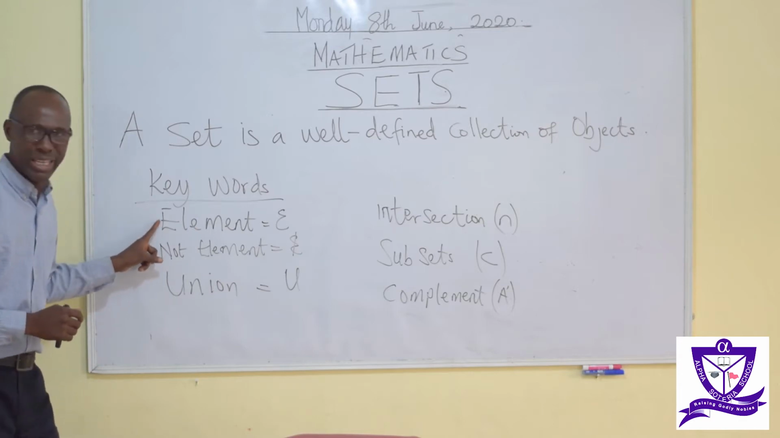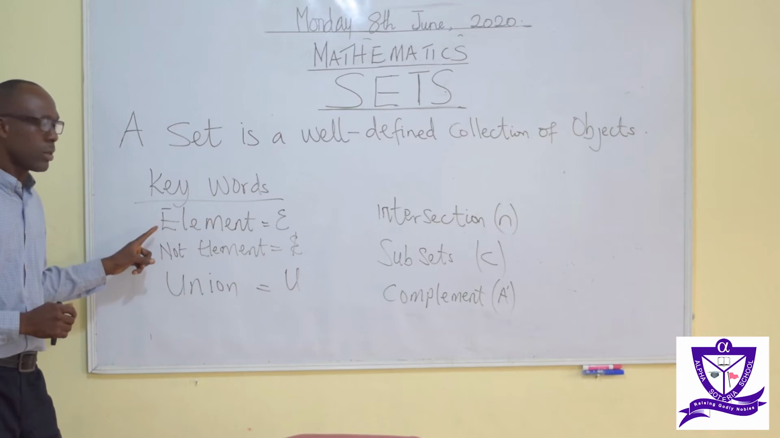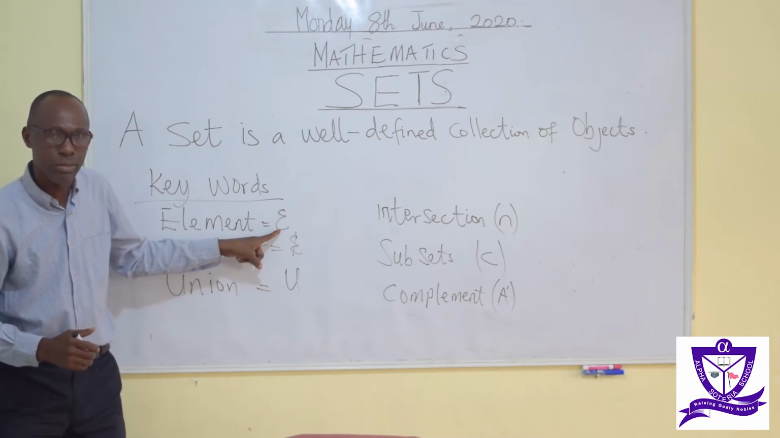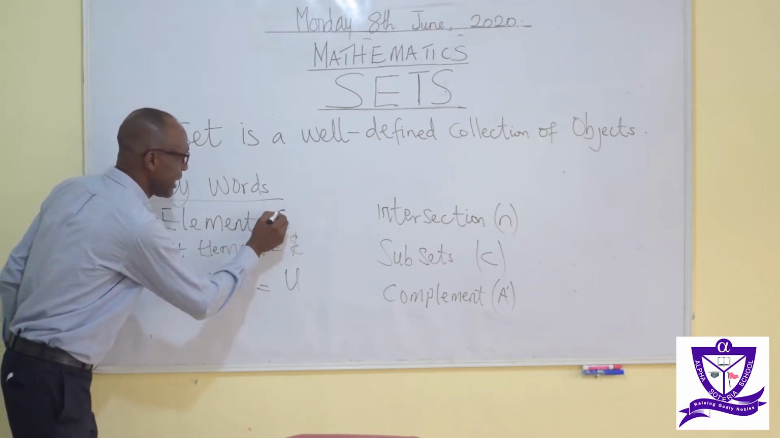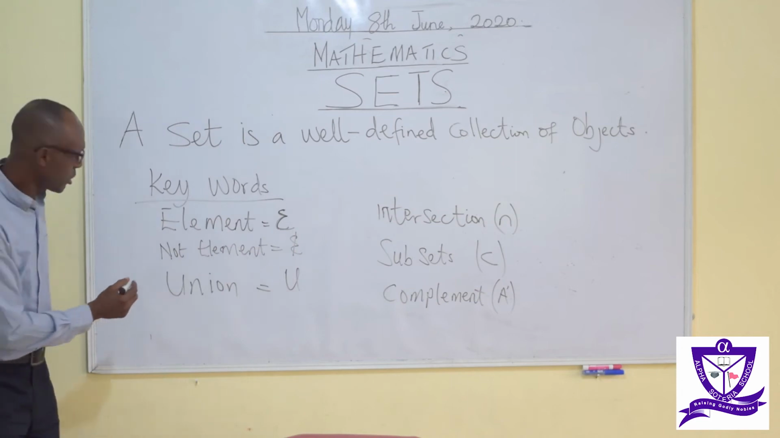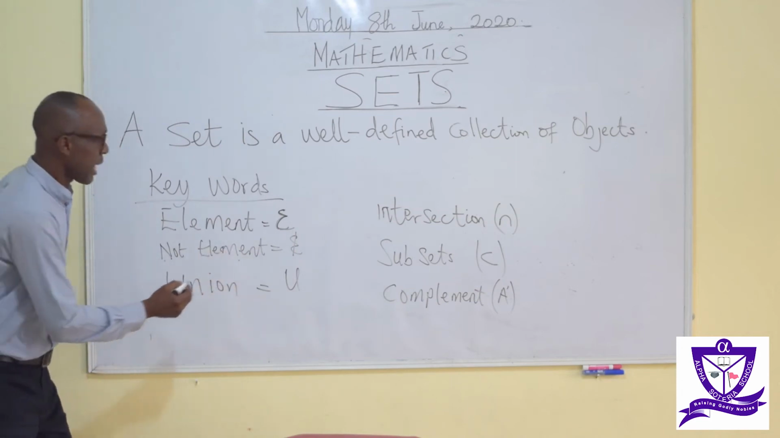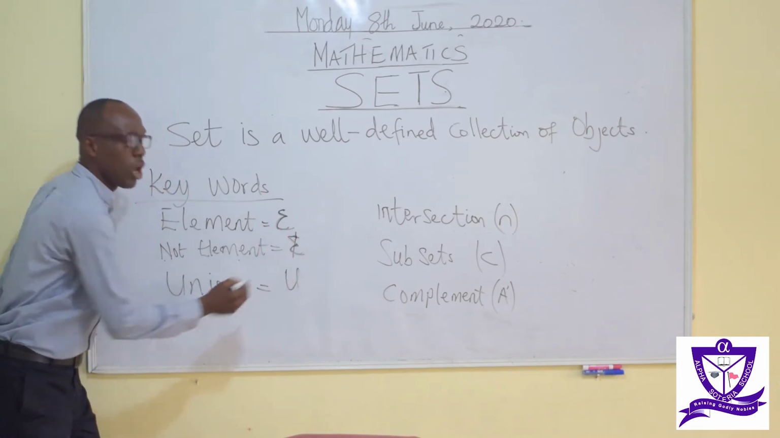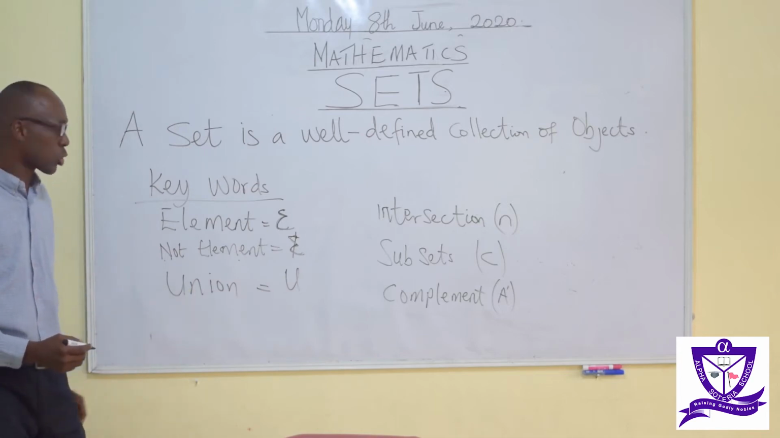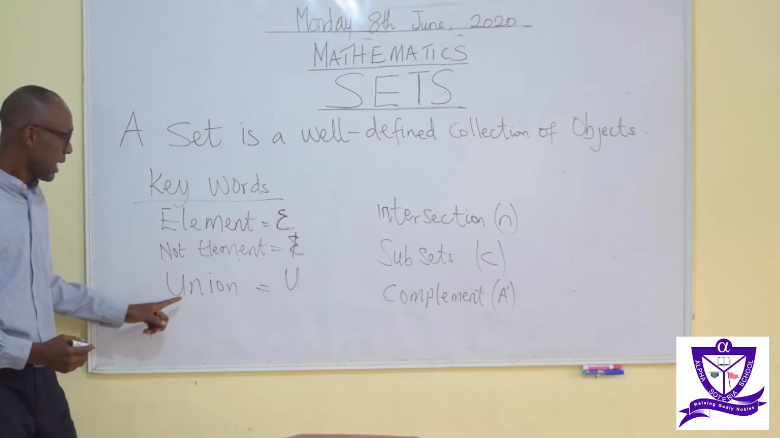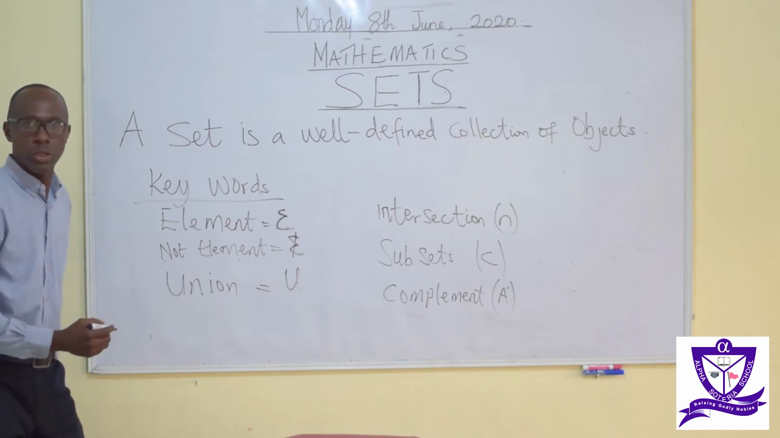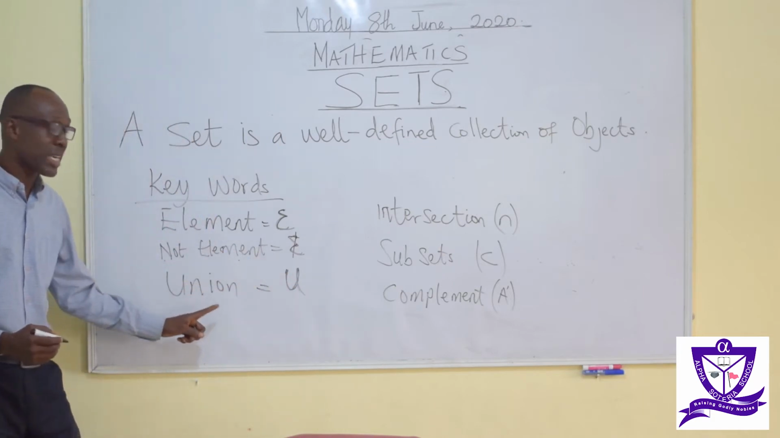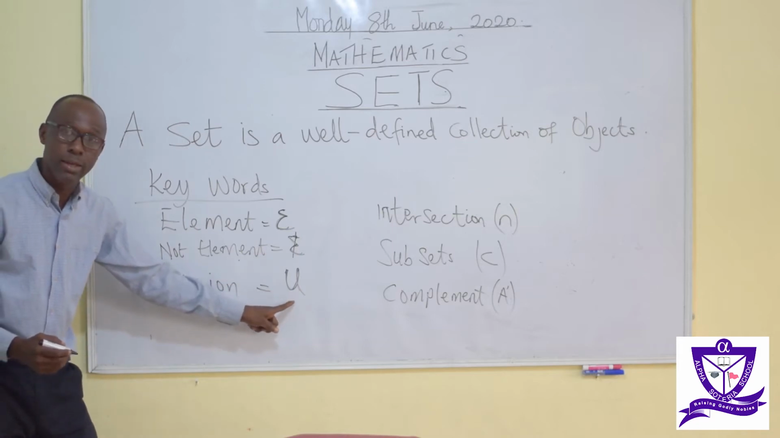Number 1, elements. And the sign that represents element is this sign. What is this sign? It looks like letter E. Next is non-elements. Now the letter E has a crossover, meaning that it is non-element. I'm going to explain the why shortly, but let's look at the keywords first. Then the next word is union. Union is represented by letter U. I'm representing the word union with letter U.